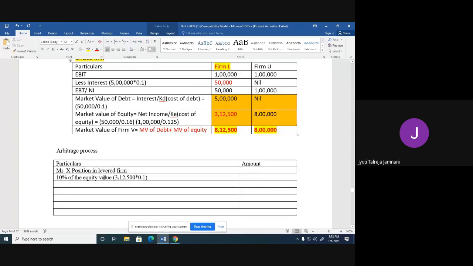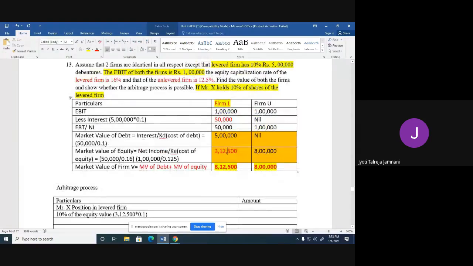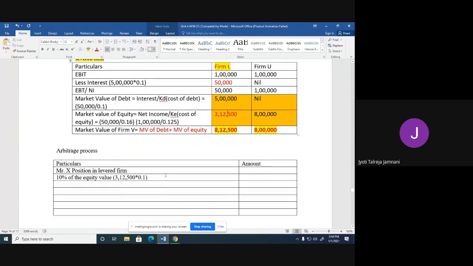They've clearly told Mr. X holds 10% of shares of the levered firm. This total value is for debt plus equity. He is holding only shares, so we are going to take only that. Is that fine? So 3 lakh 12,500, 10% is 31,250. This is what he owns.